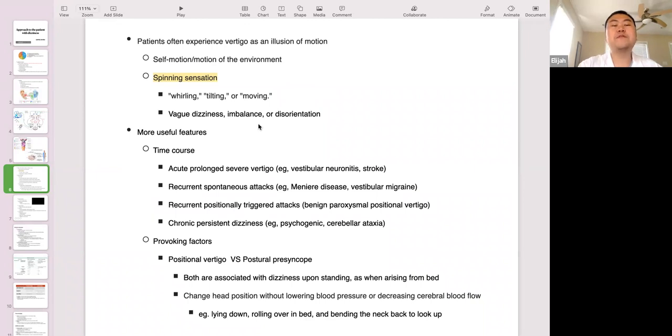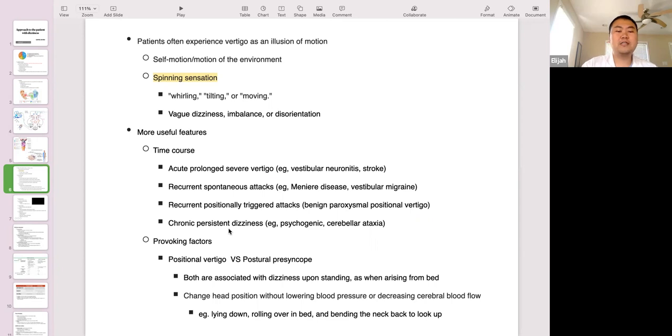So we need more useful features for vertigo. The first thing is the time course. For acute prolonged severe vertigo, we can see vestibular neuritis and stroke. For recurrent spontaneous attacks, we can see Meniere's disease and vestibular migraine. For recurrent positionally triggered attacks, we can see benign paroxysmal positional vertigo. And for chronic persistent dizziness, we can see psychological disease and cerebellar ataxia.